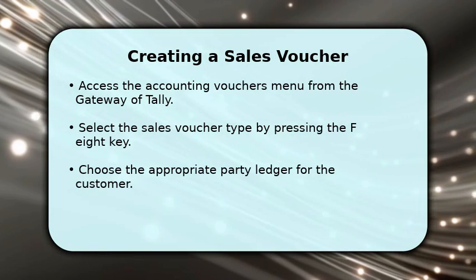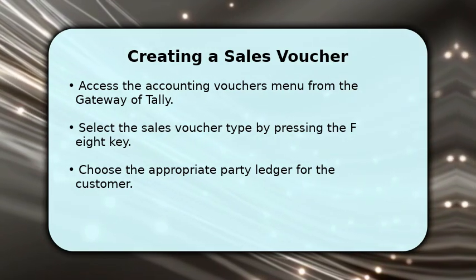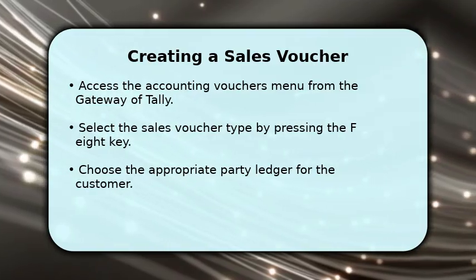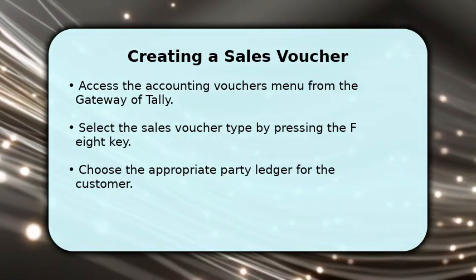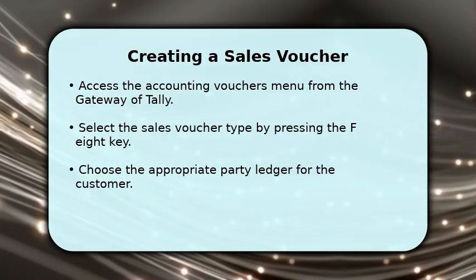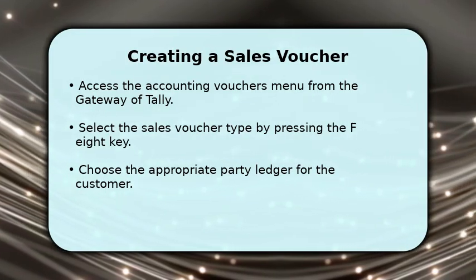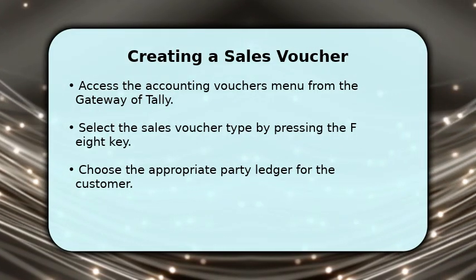Once you are in the Accounting Vouchers menu, the next step is to select the sales voucher type. You can easily do this by pressing the F8 key on your keyboard. After selecting the sales voucher, you will need to choose the appropriate party ledger, which represents your customer. This ensures the sale is correctly attributed to the right account.